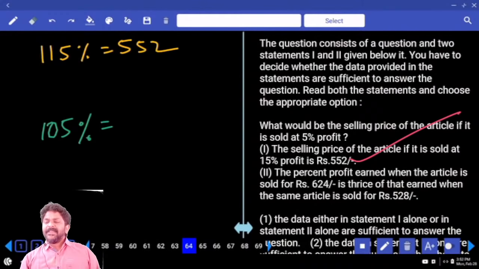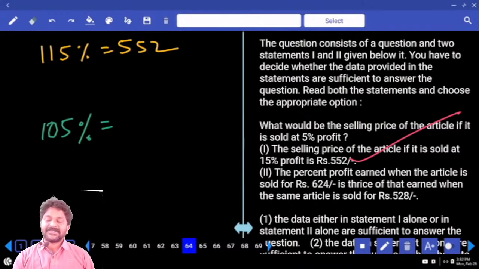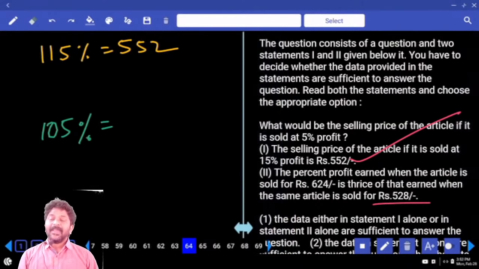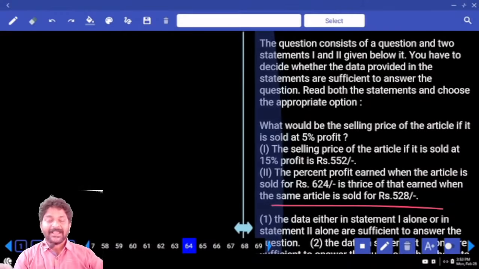Next, the profit percentage earned when the article is sold for 624 is thrice that earned when the same article is sold for 828. So now, being for the first time, I'll tell you. Using this, we can calculate cost price.